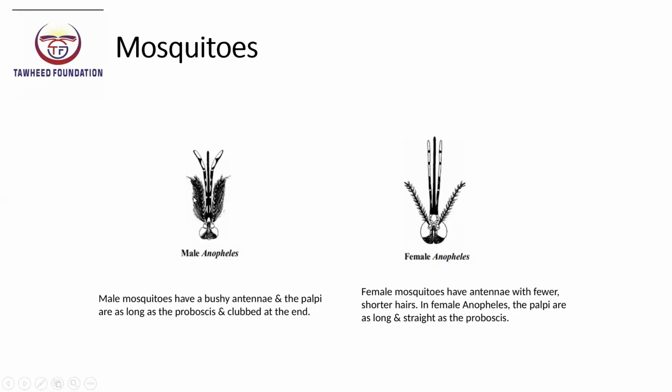Male mosquitoes have bushy antennae, and the palpi are as long as the proboscis and clubbed at the end. Female mosquitoes have antennae with fewer, shorter hairs. In female Anopheles, the palpi are as long and straight as the proboscis.